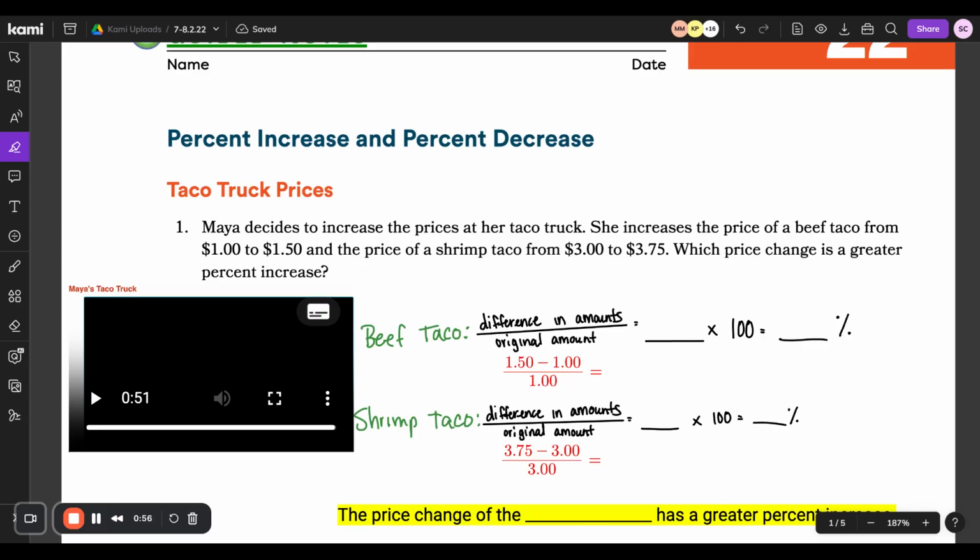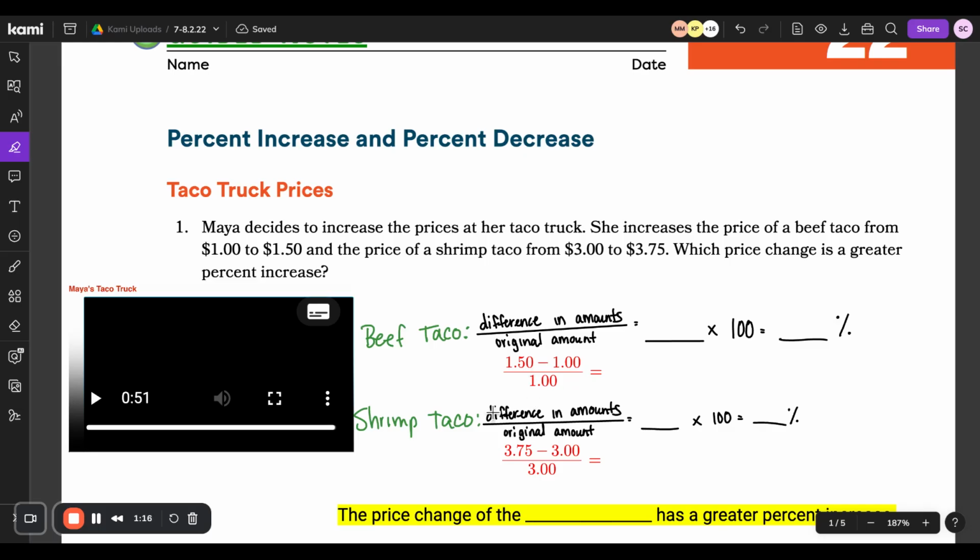So for number 1, it says that Maya increased the price of her tacos. The original price was $1, and then she increased the price to $1.50. And then the same thing for the shrimp taco. The original price was $3, and then she increased the price to $3.75.